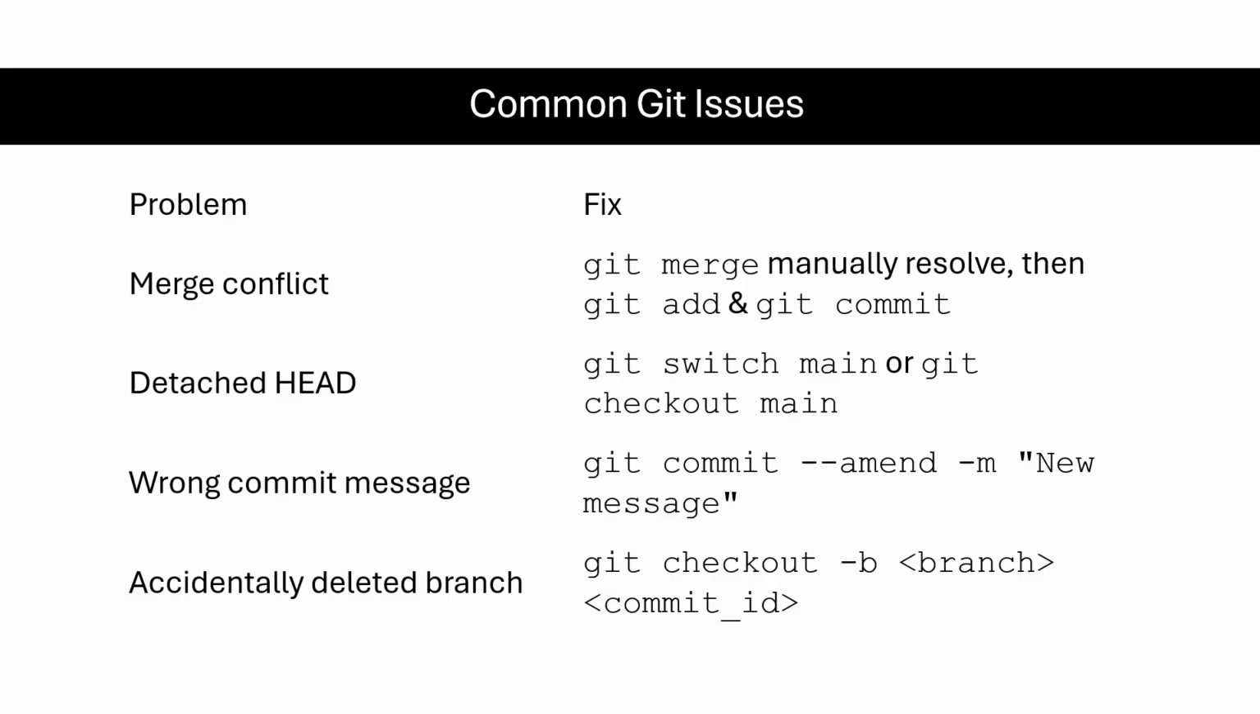And in case some branch is accidentally deleted, then you can do git checkout -b, then give the branch name, and then you have to pass in the commit id. So how can you check the commit id? You can get the commit id by using git log. Using that command you will be able to get the commit id, git log.